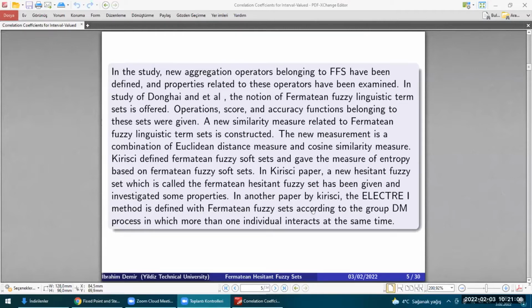Akram defined the Fermatean fuzzy soft set and gave the measure based on the Fermatean fuzzy soft set. In another paper, a new hesitant fuzzy set, which is called the Fermatean Hesitant fuzzy set, has been given and some properties investigated. In another paper, the ELECTRE method is defined by Fermatean fuzzy sets according to the group decision-making process, in which more than one individual interacts at the same time.